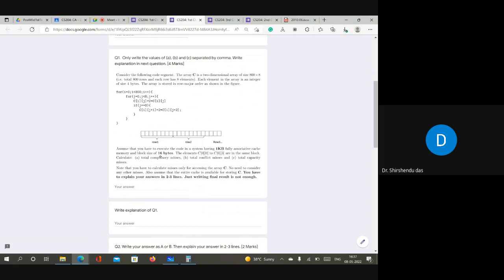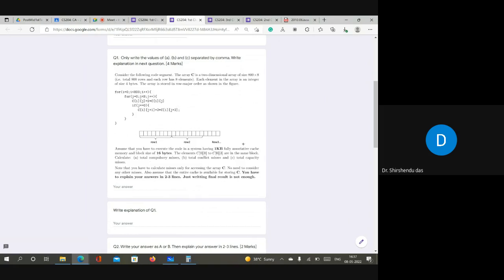First here, this is 1600 B. For C, there are two options: either 0, then also I'll consider it correct. And if someone has written 1600 minus 64 blocks, then also I'll consider it as correct. Okay, so this is question number one.